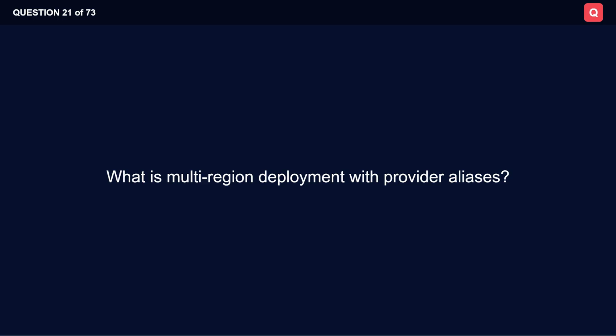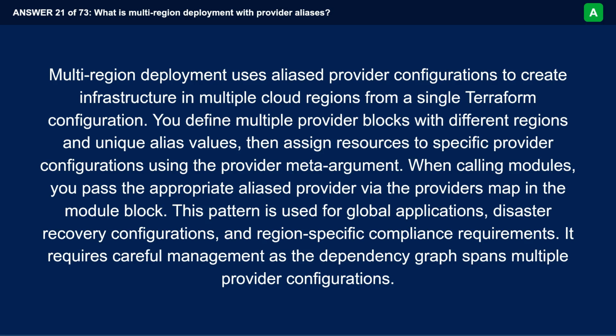What is multi-region deployment with provider aliases? Multi-region deployment uses aliased provider configurations to create infrastructure in multiple cloud regions from a single Terraform configuration. You define multiple provider blocks with different regions and unique alias values, then assign resources to specific provider configurations using the provider meta-argument. When calling modules, you pass the appropriate aliased provider via the providers map in the module block.